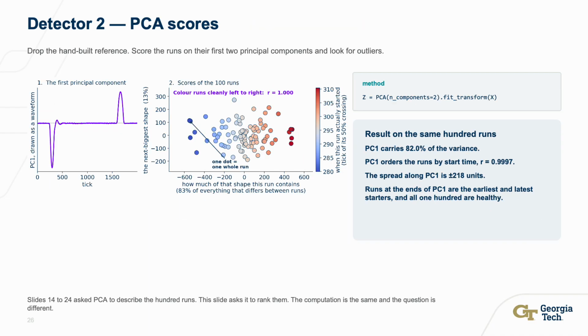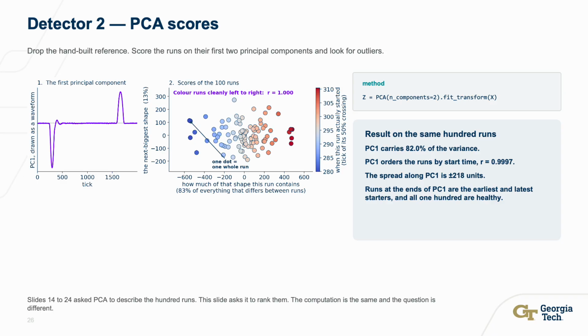Second attempt. Drop the handbill reference entirely and let the data speak. Run PCA on the 100 runs. Keep the first two components. Plot each run as a point in that plane and look at the outliers. One line of code. This is the standard unsupervised approach to anomaly detection, and it is a reasonable thing to reach for. Here is what comes back.